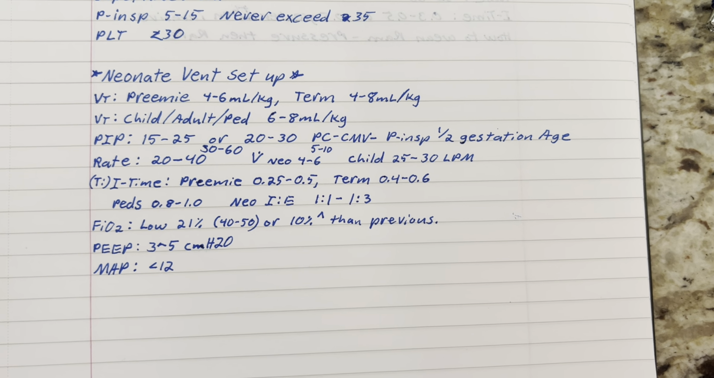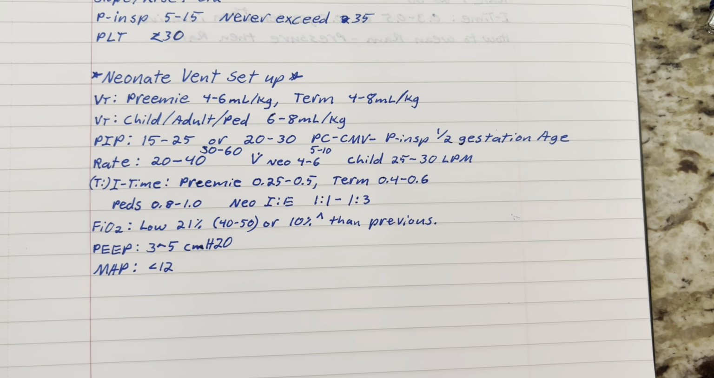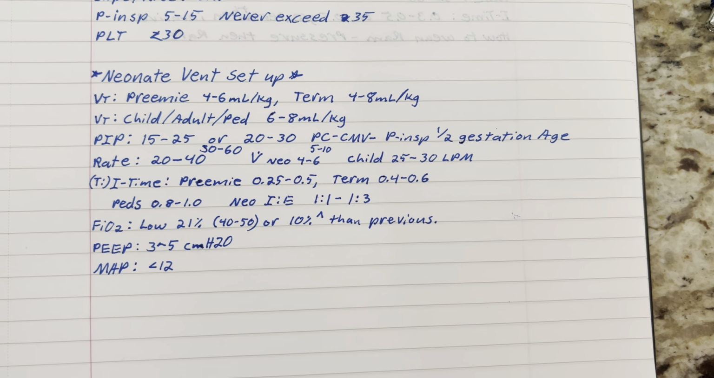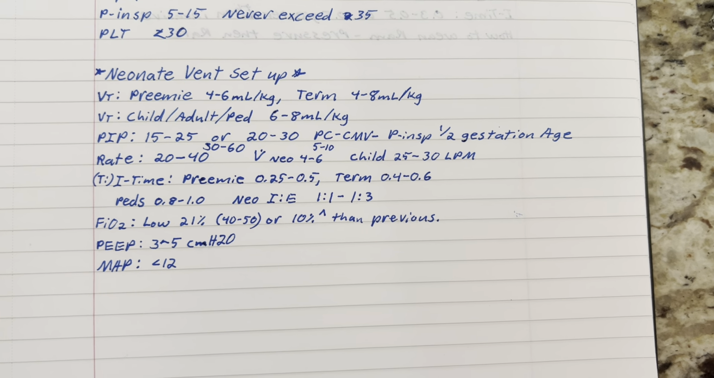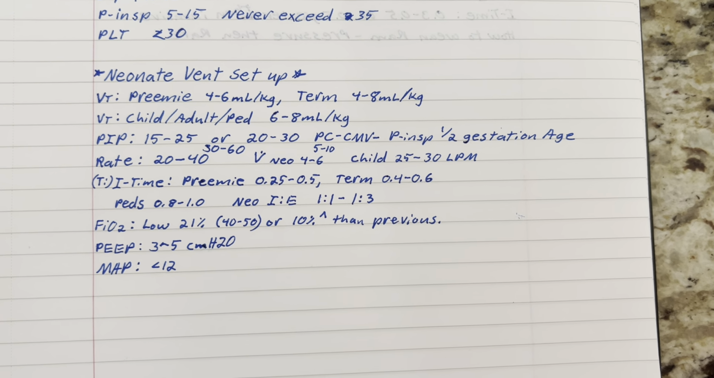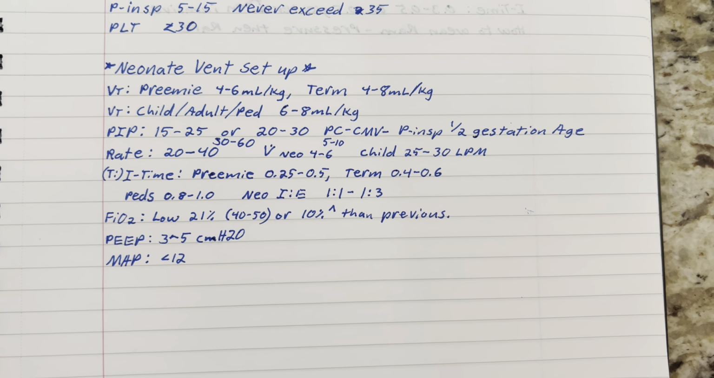Flow should be 4 to 6 for neonate. Flow should be 25 to 30 liters per minute for a child.